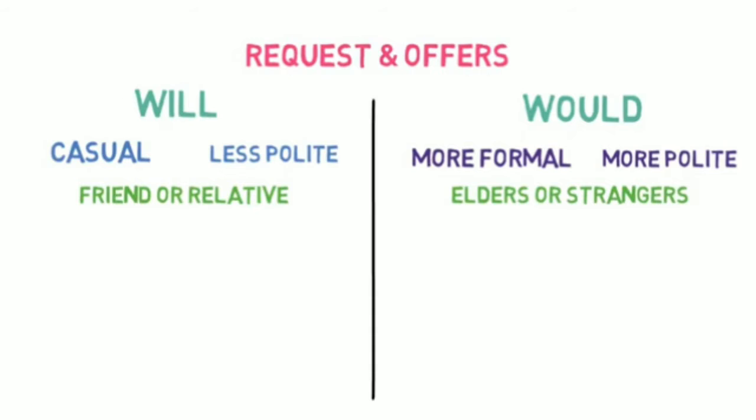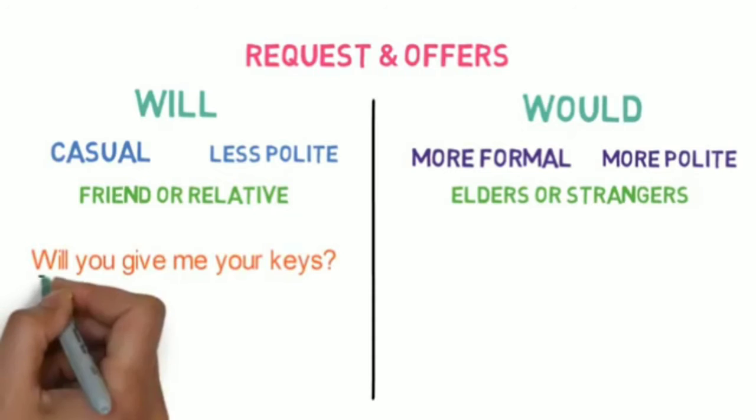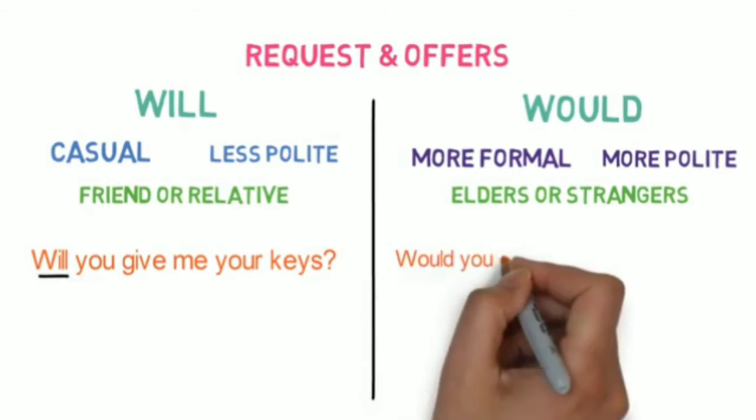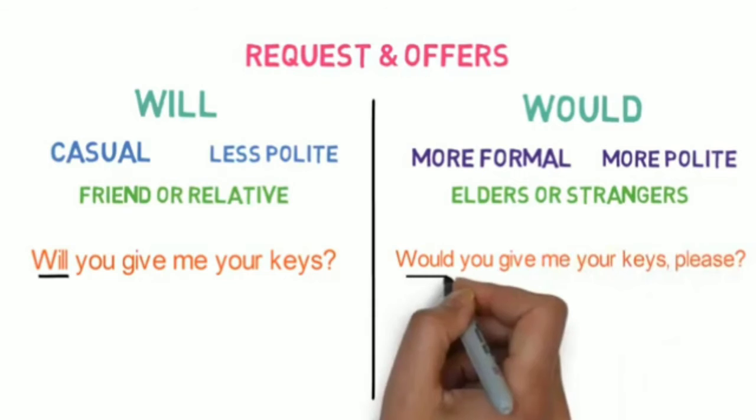For example, will you give me your keys? Here, one friend is asking another. In this case, we may use will. But if you are asking a neighbor or a stranger, you should phrase the sentence in this way. Would you give me your keys, please?